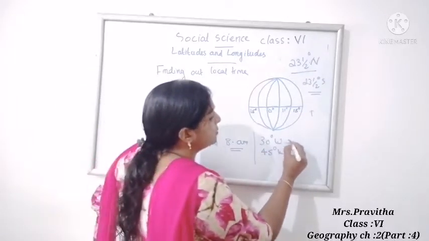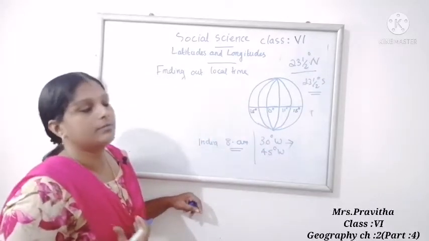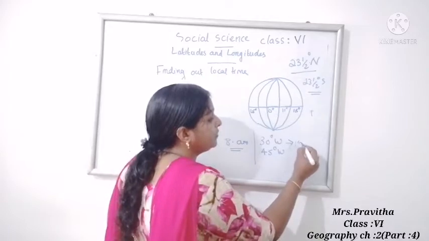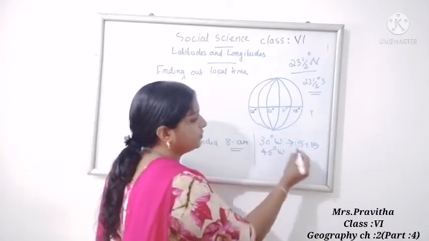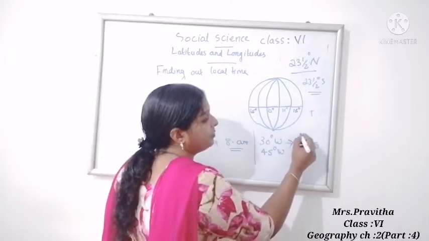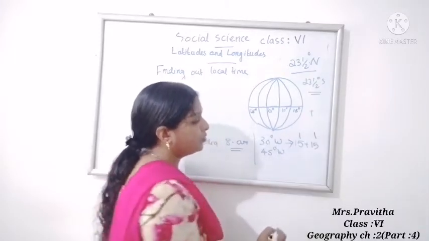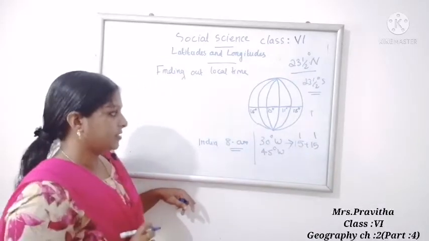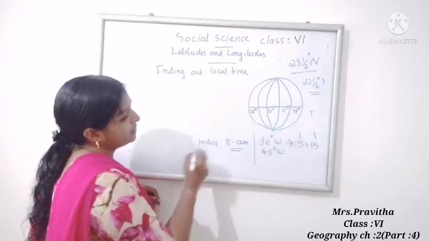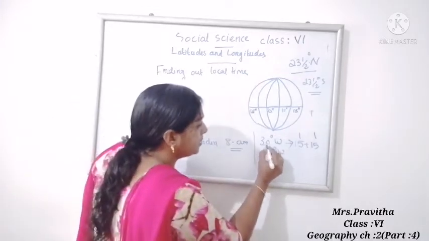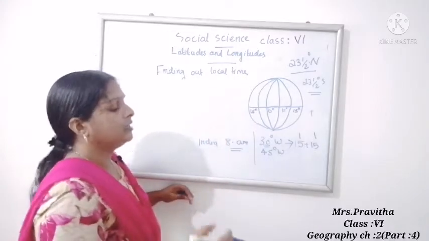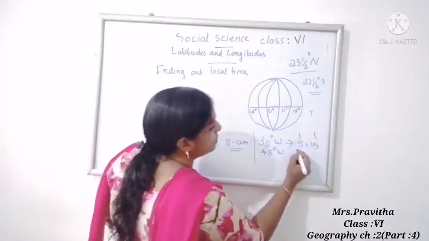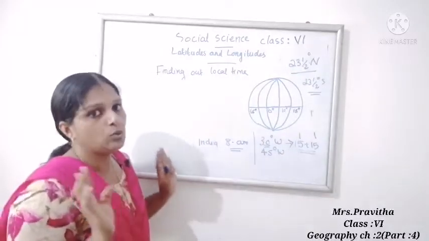You know children, it is a very simple method ma'am is telling. How many 15s are there in 30? 15 plus 15, so 2 times 15 equals 30. 15 degrees means 1 hour, another 15 degrees another hour. So 30 degrees means a total of 2 hours. Now in India it is 8 a.m. For any country at 30 degrees west, what will be the time? Now you calculated the time difference, it is a 2 hour difference.